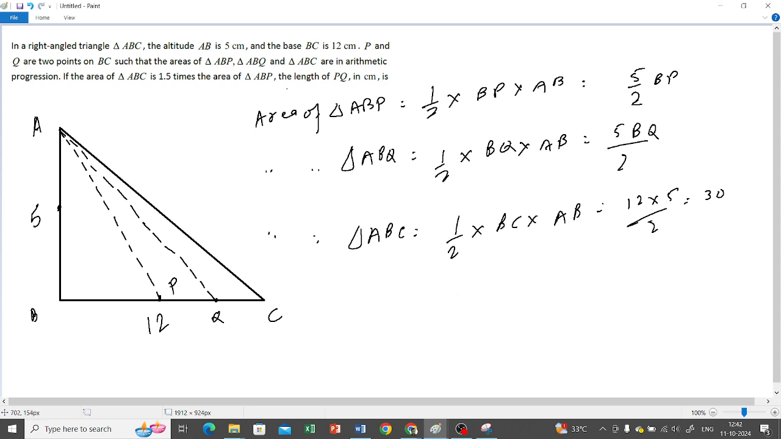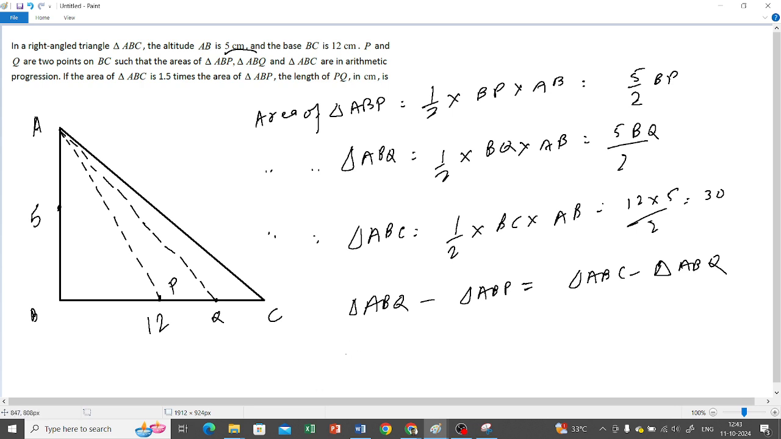Now it is given that the areas of these three triangles, ABP, ABQ and ABC, are in AP. So AP means there is a constant difference. So ABQ minus ABP is equal to ABC minus ABQ.